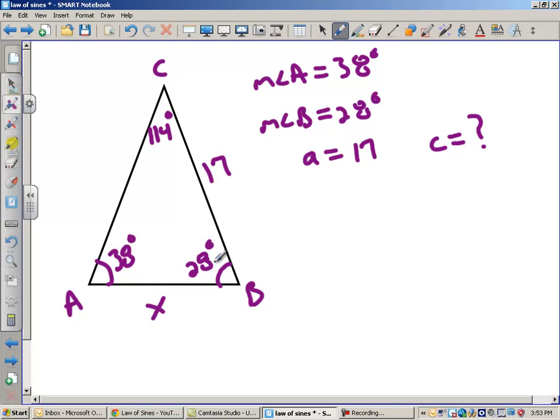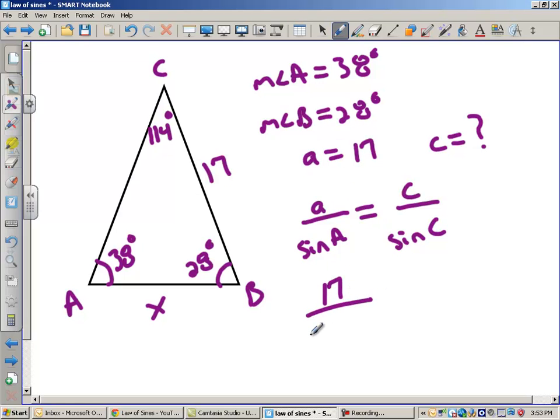So this is what we do. We're going to set up the Law of Sines. We can say that A over the sine of angle A is equal to C over the sine of angle C. So here's how that would look. Side length A over the sine of 38 degrees, so 17 over the sine of 38, has to equal X over the sine of 114.